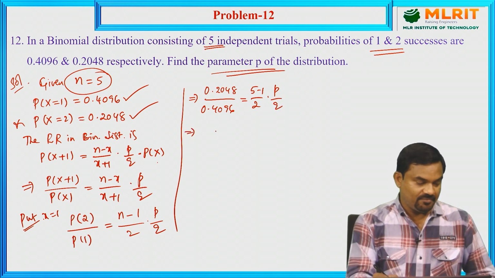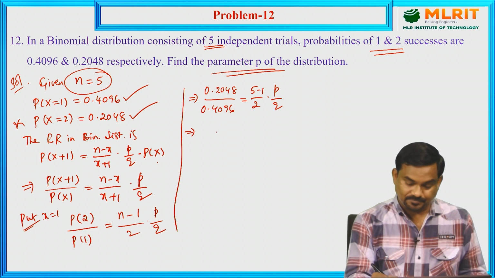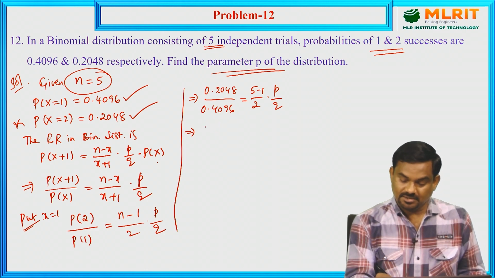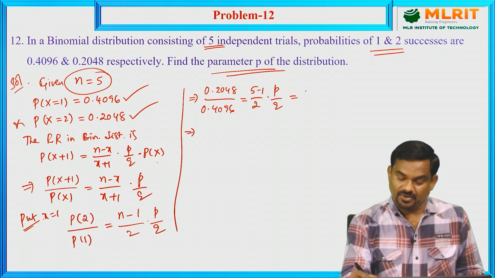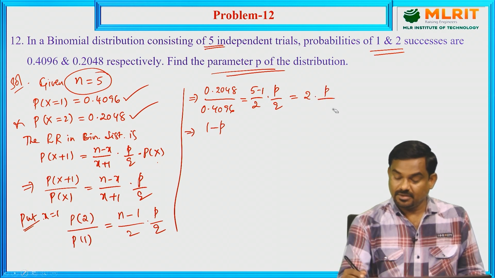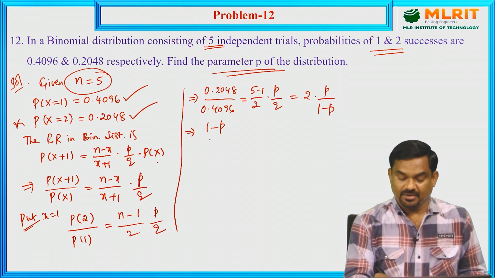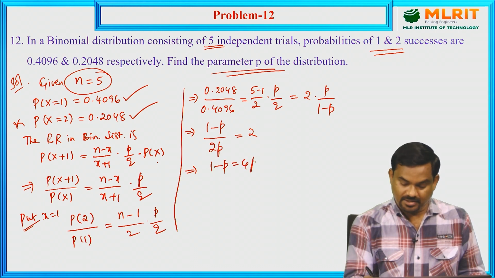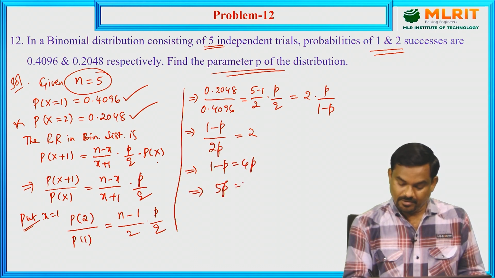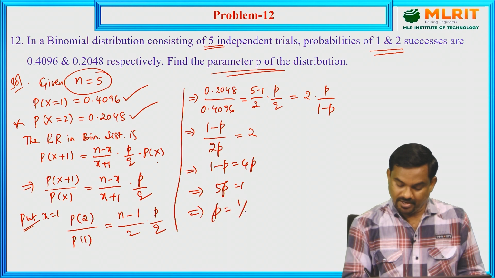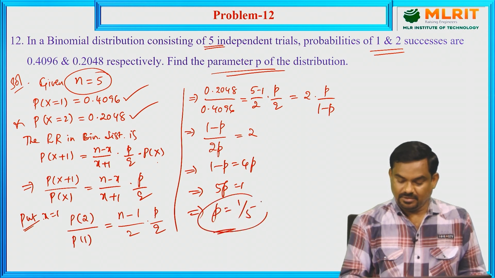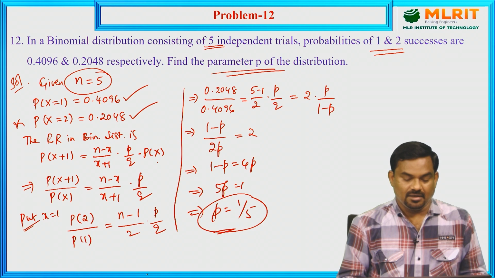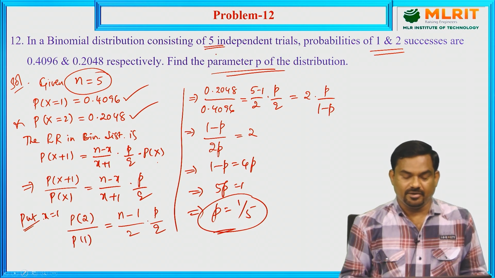Simplifying this, 5 minus 1 is 4, by 2, so 2 into p by q, where q is 1 minus p. So 2p by (1-p) is 1/2, and after simplifying, we get 5p equal to 1. So p equal to 1 by 5. This is the probability of success out of 5 independent trials.